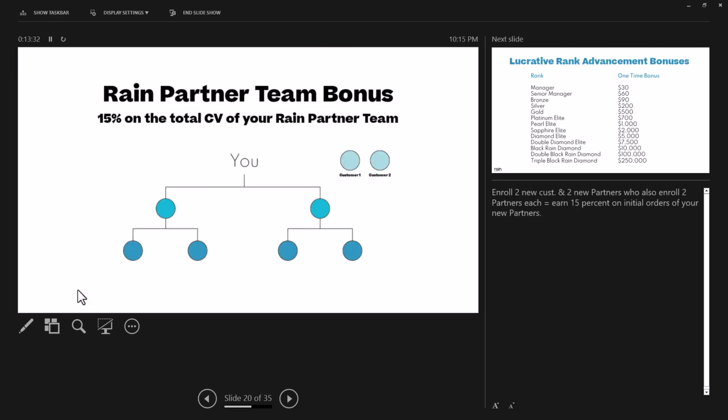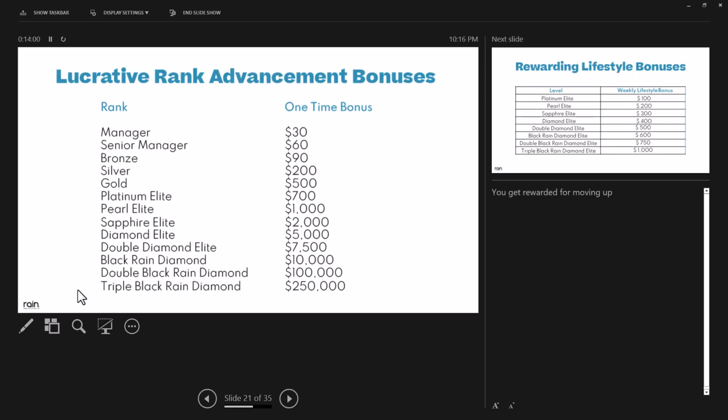The next way you earn is from something called the RAIN Partner Team Bonus. When you build a RAIN Partner Team, which is just basically you enroll 2 new customers and 2 new partners, and then you help those 2 partners to enroll 2 partners each. By doing that, along with all the other bonuses that you've already earned, you're going to earn a 15% override on all of the sales volume that RAIN Partner Team created when it was born into existence. So that's an additional 15%.